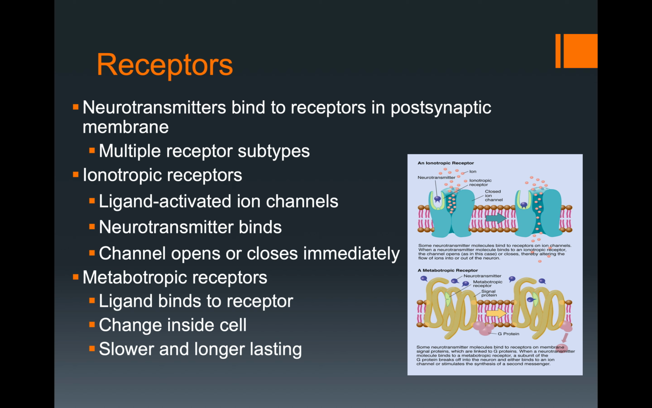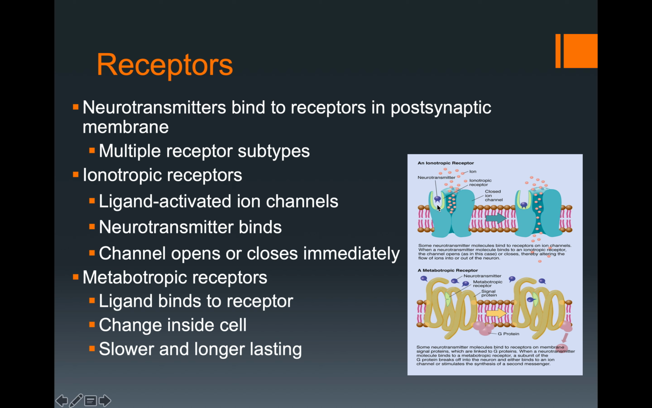We can broadly divide receptors into two categories: ionotropic and metabotropic. Ionotropic receptors are ligand-activated ion channels. A ligand is just something that binds to a receptor. So we're talking now about neurotransmitters being ligands. The neurotransmitter binds to the receptor, and then it causes a channel to open or close immediately, so it's more simplistic. A metabotropic receptor involves, again, a ligand binding to a receptor, but that then causes a change inside the cell, and the impacts can be more complex, slower, and longer lasting.